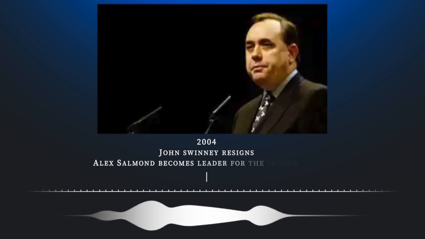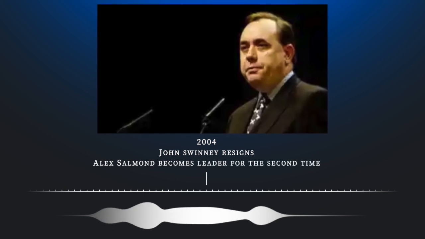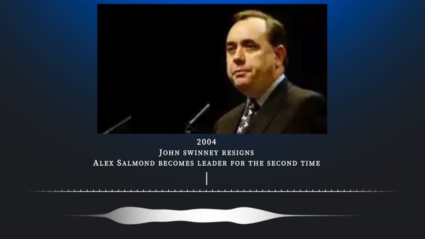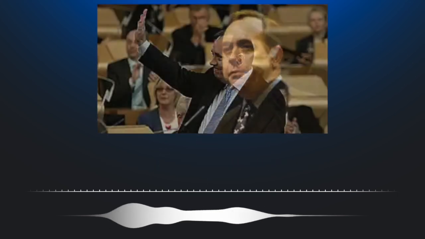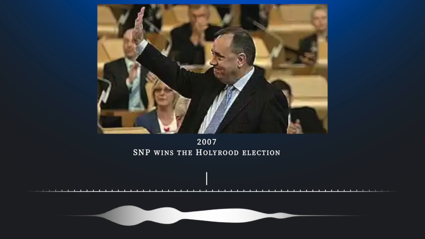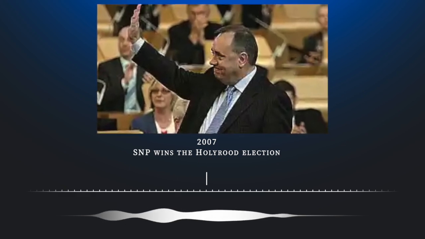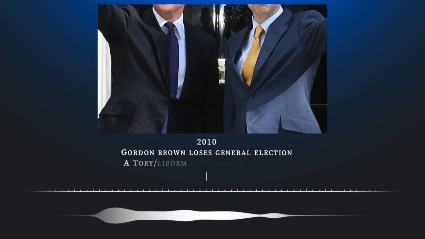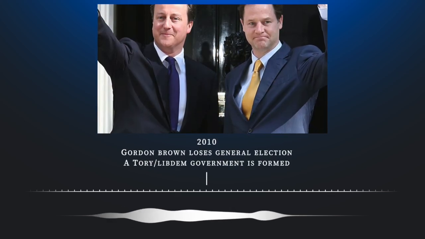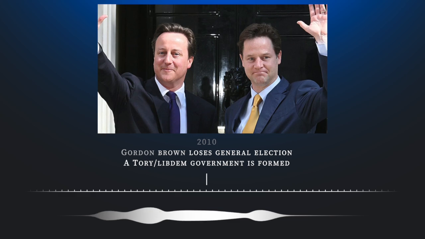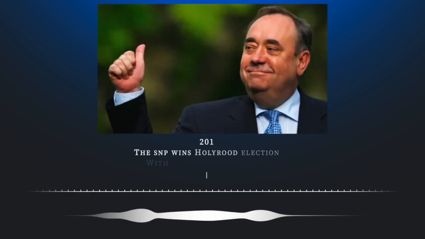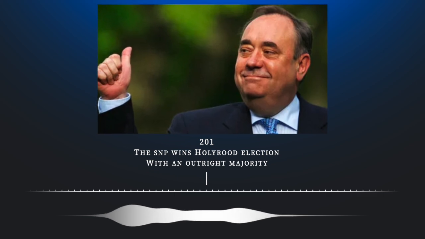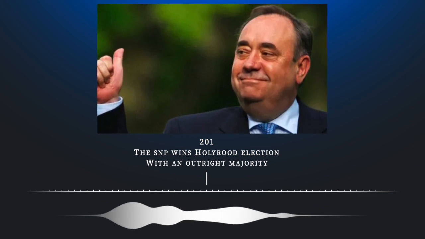2004. John Swinney resigns after poor election results and a disastrous European election. Alec becomes leader for the second time. 2007. The SNP wins the Holyrood election, forming a minority government. 2010. Gordon Brown loses the general election. A Tory Lib Dem coalition is formed. 2011. The SNP wins an outright majority at Holyrood, defying a system designed to prevent such an outcome.